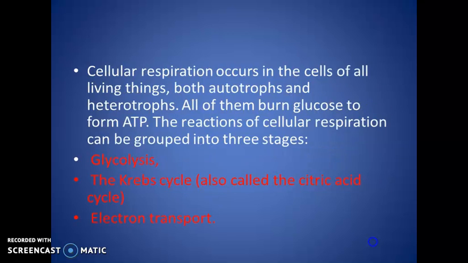Cellular respiration occurs in the cells of all living things, both autotrophs and heterotrophs. All of them burn glucose to form ATP. The reactions of cellular respiration can be grouped into 3 stages. First one, glycolysis. Second one, Krebs cycle or citric acid cycle. Third one, electron transport chain.